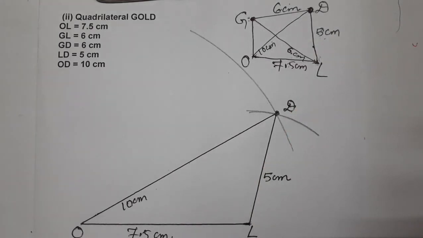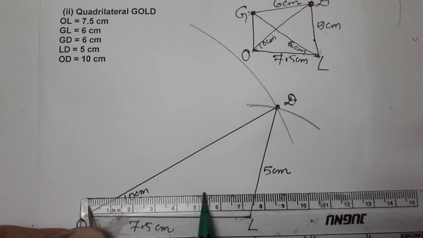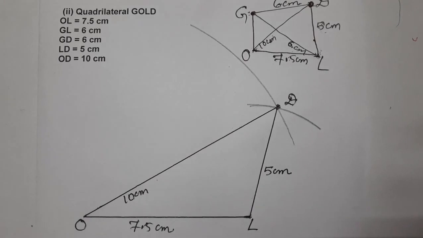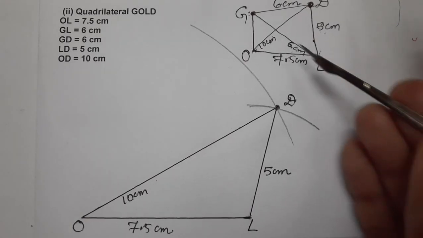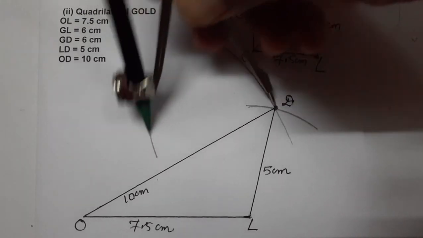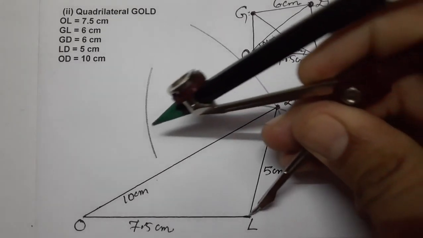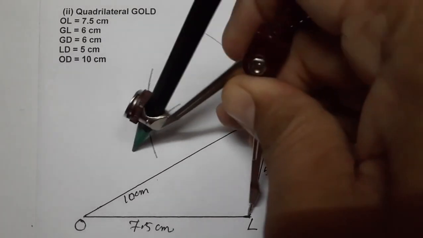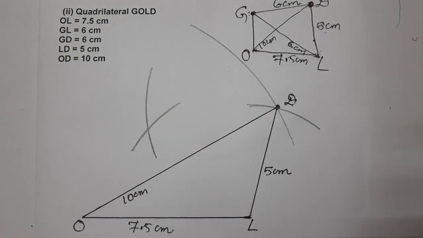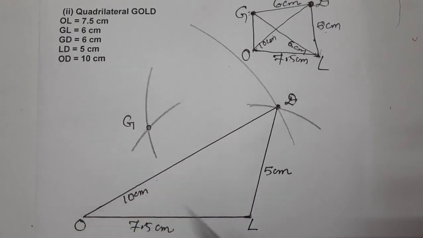So now we'll take the 6 centimeter measurement. So this is 6 centimeter I have taken. From L to G or D to G. First D to G. So this is 6 centimeter. And from L to G also 6 only. So no need to measure again. We already have 6. So we got the intersection point as G. So G is the intersection point.